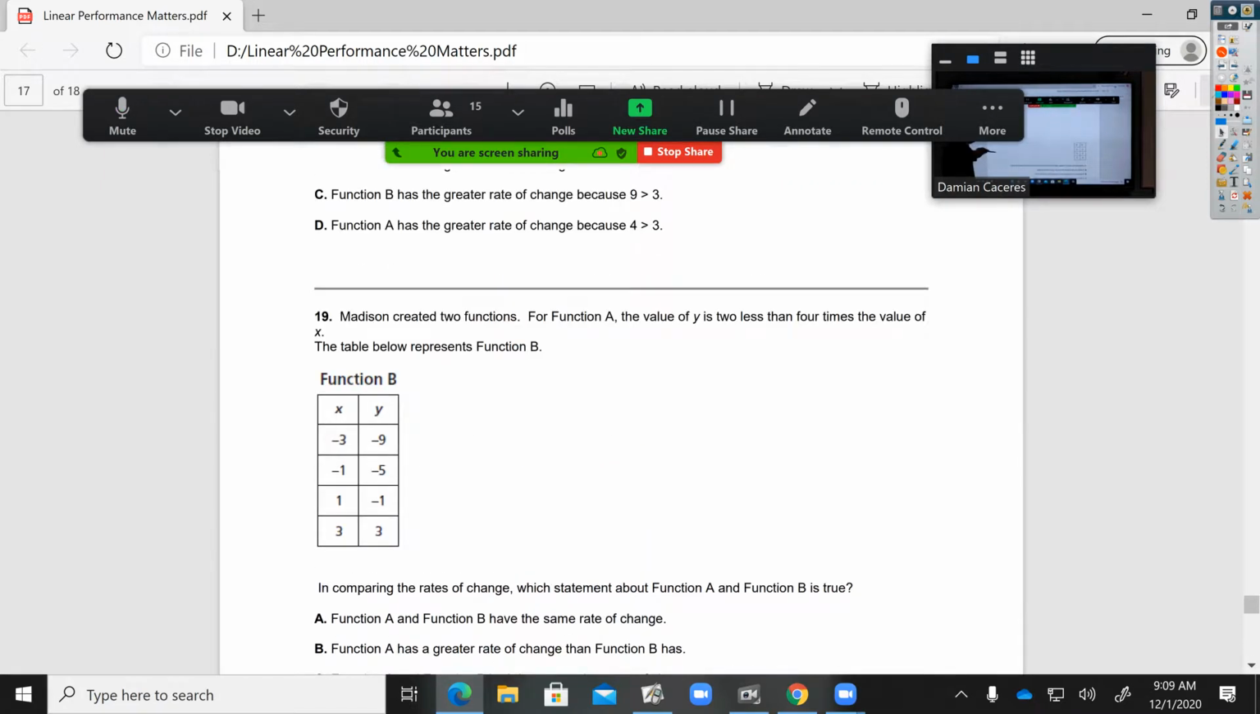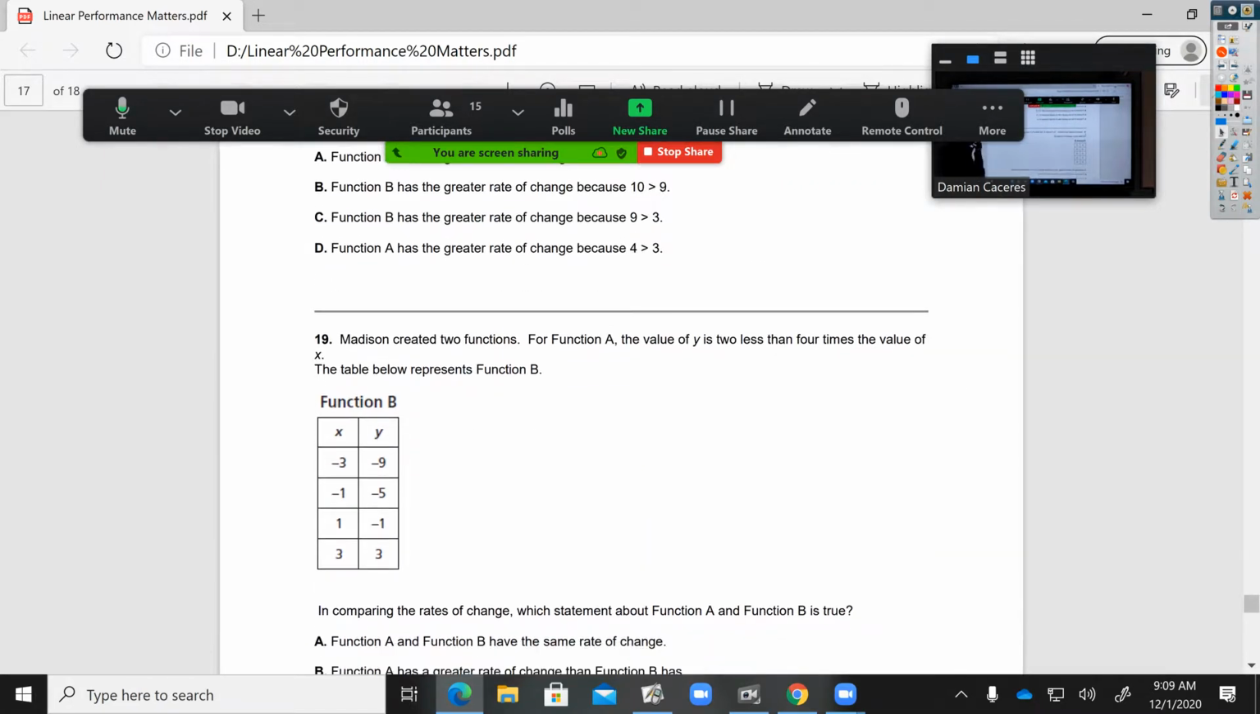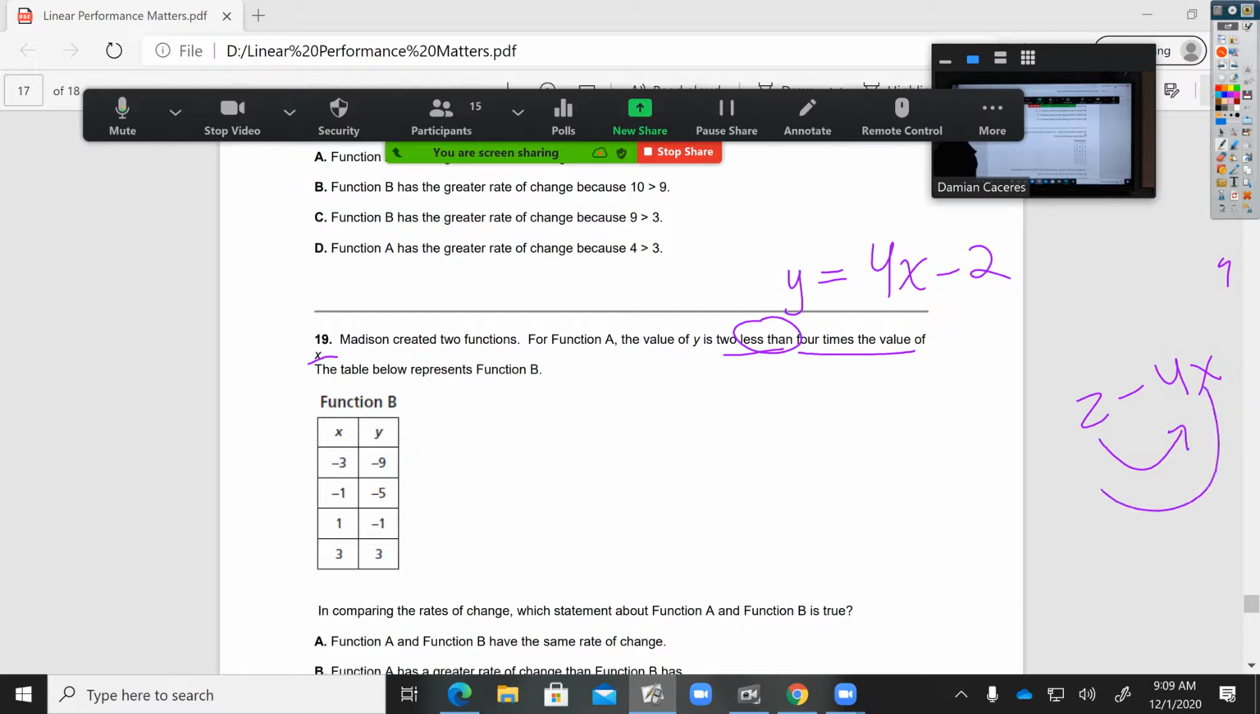Our last question here. Madison created two functions. For function A, the value of y is, because y is means y equals, 2 less than 4 times x. That would be 4x minus 2, because less than is an order changer, so it can't be 2 minus 4x. The order has to change to 4x minus 2.